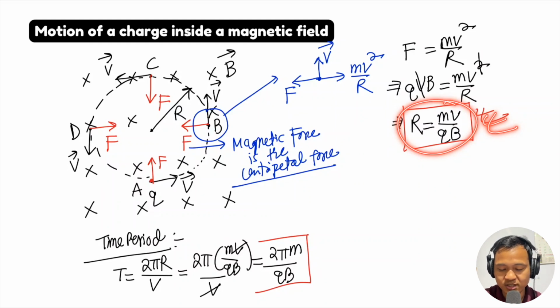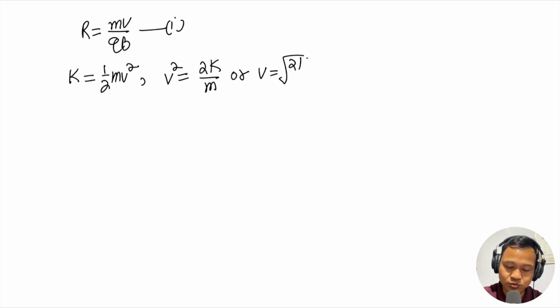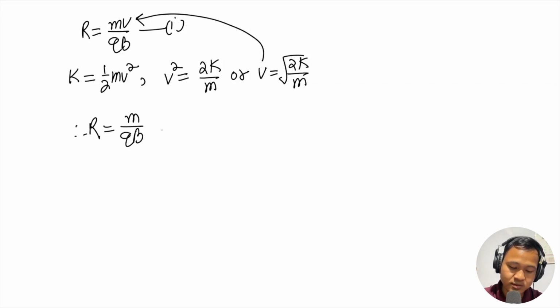So a question can give you the radius in terms of kinetic energy or in terms of potential. Okay, let's see. We have r equal to mv by qb. I want it in terms of kinetic energy, which is half mv square. So here I can write v square equals 2k by m, so v is the root of 2k by m. Put it here. So radius is m by qb into root over 2k by m.